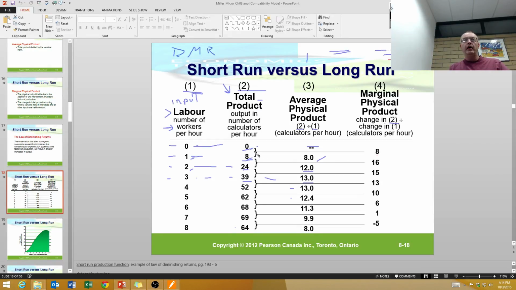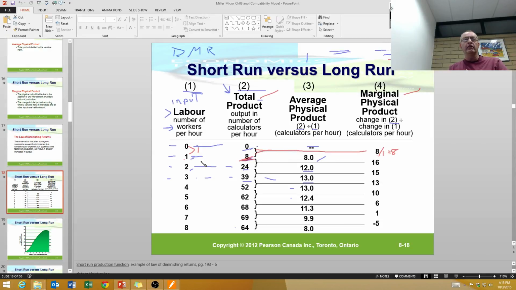When we hire our first worker, our total output increases to 8 units of output. The marginal is calculated on changes in the total. So when we hire our first worker, our output increases to 8 units, and the number of units of input has increased by 1. So we have 8 divided by 1 equals 8. So that's where this line goes.